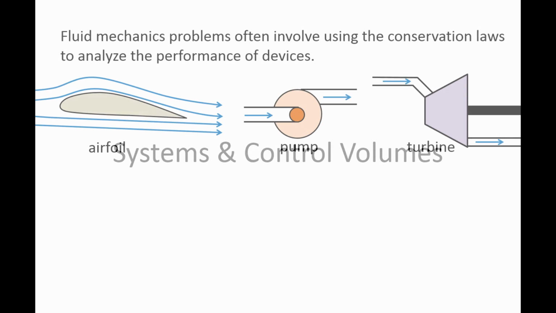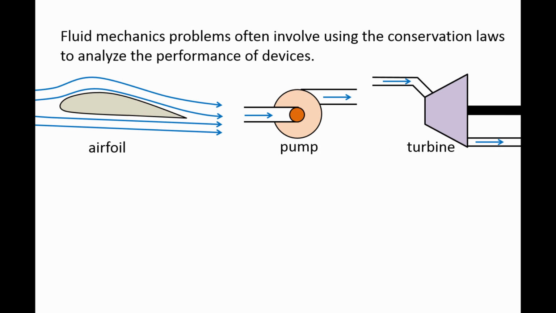In this lesson, we will discuss the difference between systems and control volumes. In all areas of engineering, including fluid mechanics, the conservation laws are vital for analyzing the behavior and performance of devices. For example, these laws help us determine the lift produced by an airfoil, the increase in pressure created by a pump, or the amount of power we can extract from a turbine.